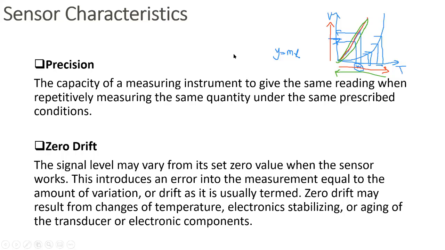For example, if I draw this in the same graph, I am not going to start from 0 now. I am going to start from a value like this, because I have a zero drift. I am thinking my temperature is 0 and voltage is 0. That's what I am expecting. But in the real case, I am having a small deviation from 0 at the voltage output. So that's something you should know. It's okay to have this if you know it.